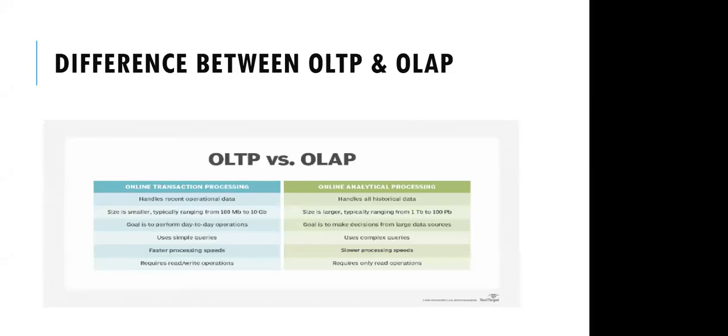In OLAP, as we know in a data warehouse, once the data has gone into the data warehouse, we'll only query the data, but we can't modify it. So it requires only read operations. Yeah, these are a few differences between OLTP and OLAP. Any queries here on OLTP and OLAP? No, it's clear.